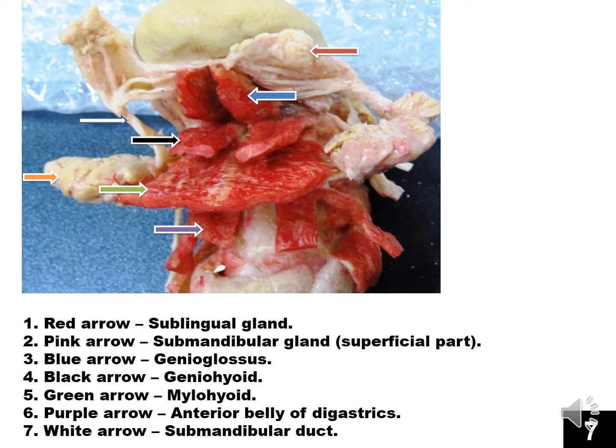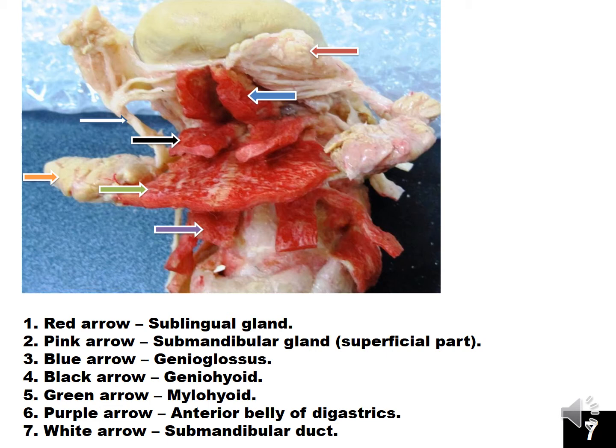Now here, this diagram showing you above, you can see with the red arrow the sublingual gland, and with the blue arrow the genioglossus muscle, under that gland. Also, you can see the geniohyoid, indicated by the black arrow, and with the green arrow you can see the mylohyoid beneath the geniohyoid.